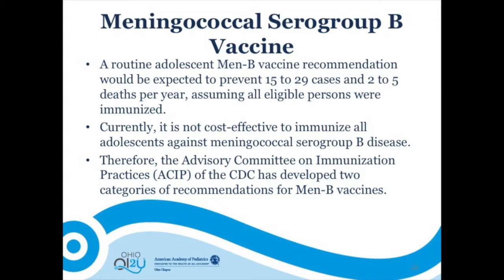A routine adolescent meningococcal B vaccine recommendation would be expected to prevent 15 to 29 cases and about 2 to 5 deaths per year, assuming all eligible persons were immunized. So currently, it's not cost-effective to immunize all adolescents against meningococcal serogroup B disease. Therefore, the Advisory Committee on Immunization Practices, the ACIP, of the CDC, has developed 2 categories of recommendations for meningococcal B vaccines.